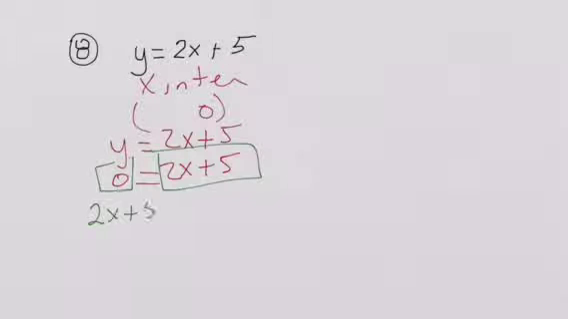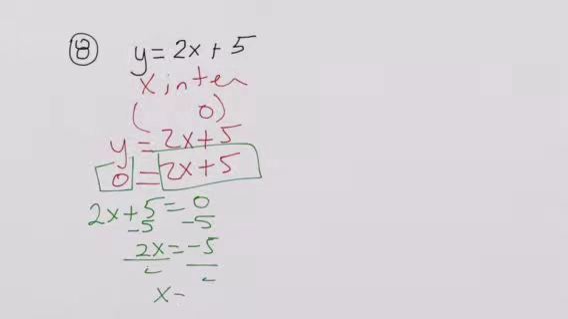So we have 2x plus 5 is equal to 0. Now we have to get rid of the 5 first. So we're going to zero pair the 5. And now we have 2x is equal to negative 5. Divide by 2, divide by 2. x is equal to negative 5 halves.